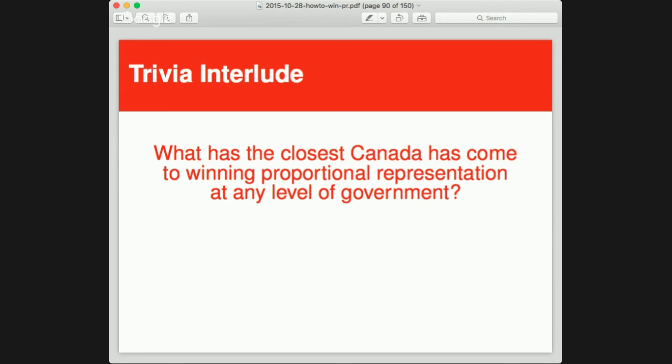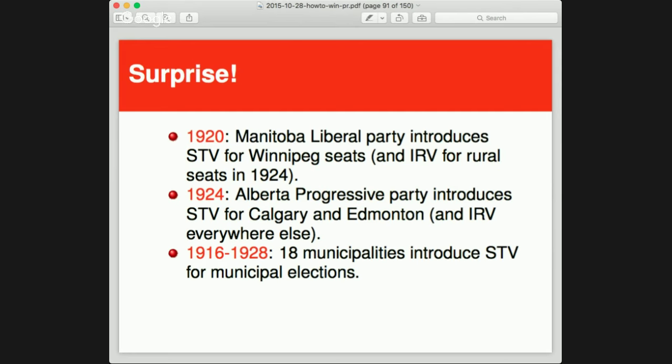Trivia question. What has the closest Canada has come to winning proportional representation at any level of government? The first BC referendum is the closest they've come. Any other guesses? So there was some place where you actually had it and got rid of it? Yep. We've had proportional, surprise, we've had it.